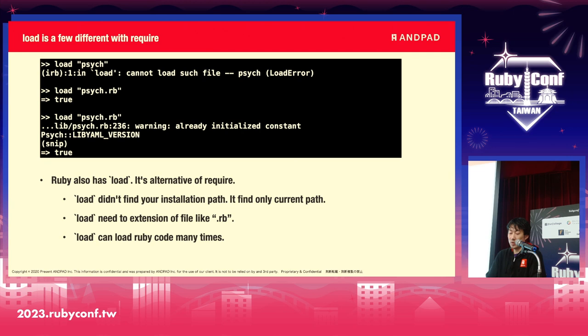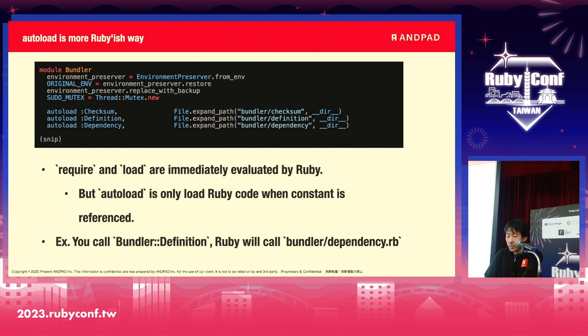Finally, Ruby also has a cool feature called autoload. This feature only loads Ruby code when the constant is referenced. This is different from require and load, which are immediately evaluated by the Ruby interpreter. In this example, when calling Bundler::Definition, Ruby will load bundler/definition.rb at that time.